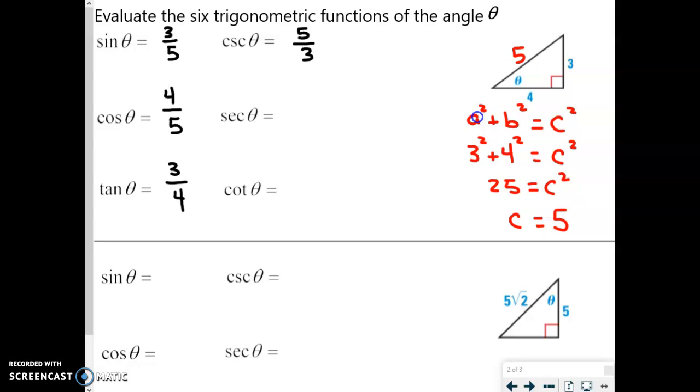The secant, being the reciprocal of the cosine, would be 5/4, and the cotangent, being the reciprocal of the tangent, would be 4/3. So there we have our example given, finding the hypotenuse.